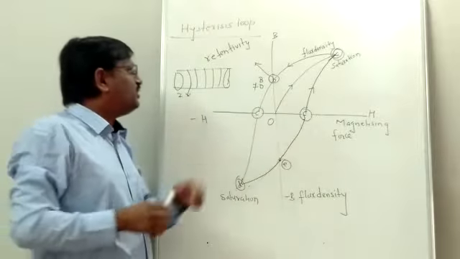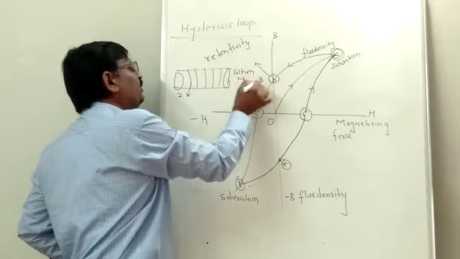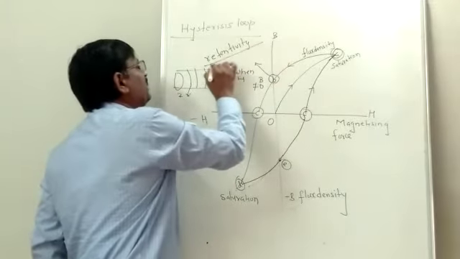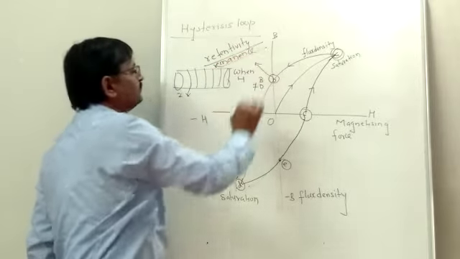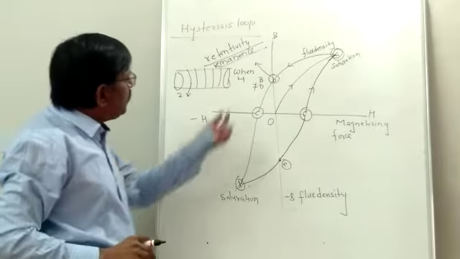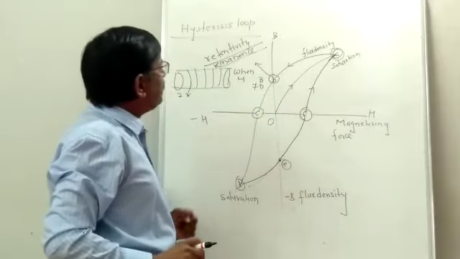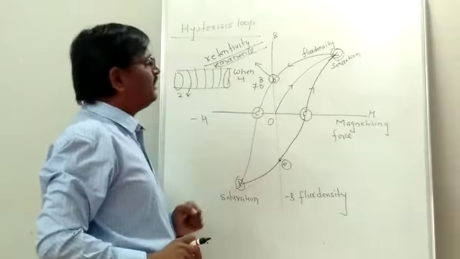When H is equal to 0, B is not equal to 0. This is called retentivity or remanence. The value of B is not equal to 0 when H is equal to 0.